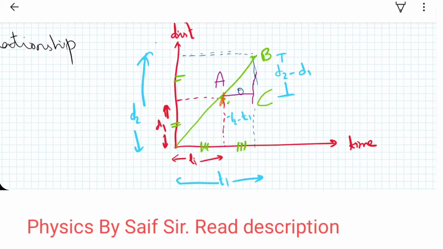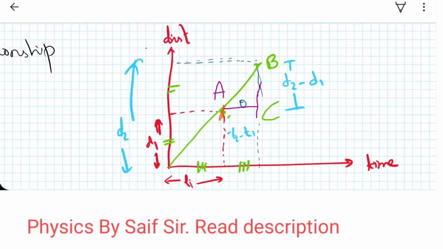Here you can see a graph is drawn. On the y-axis you can see the distance is drawn, and on the x-axis we are drawing the time. So at time t1 it covers a distance d1. At time t2 it covers the distance d2. You can extend that, and when you join the points, you can see a green line.